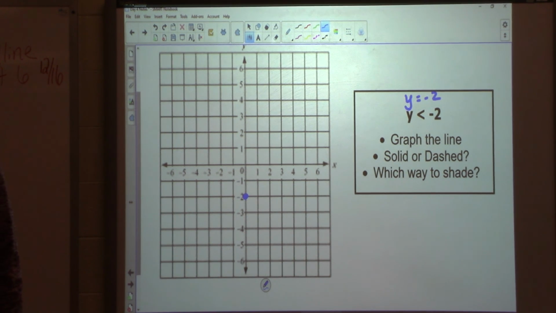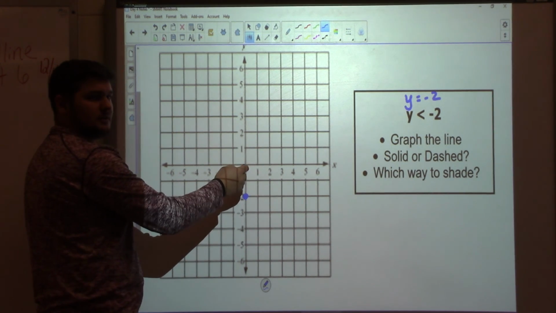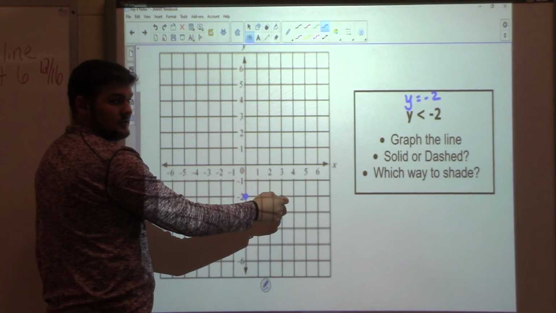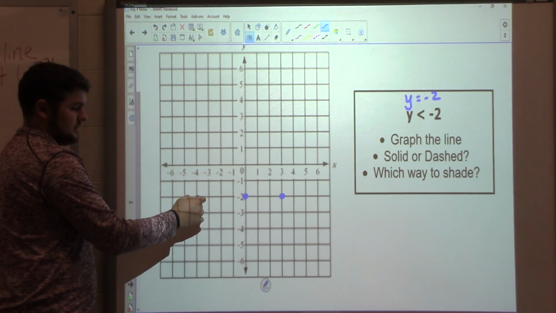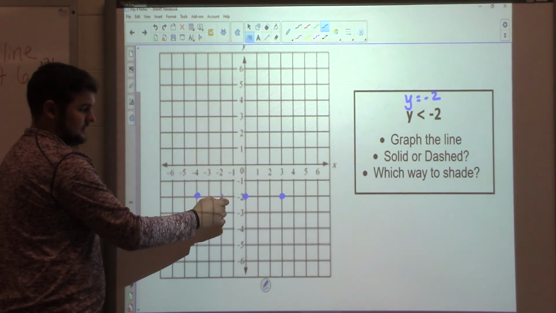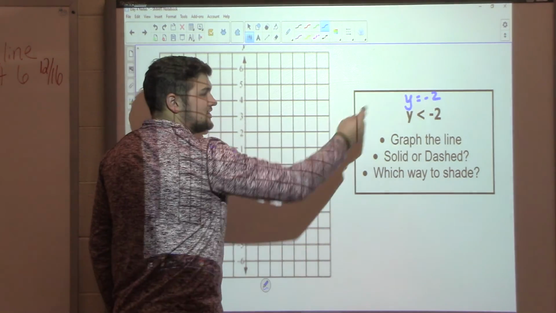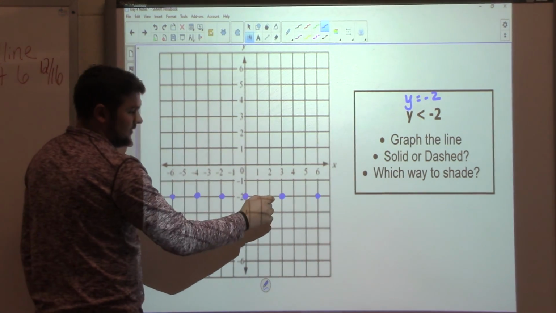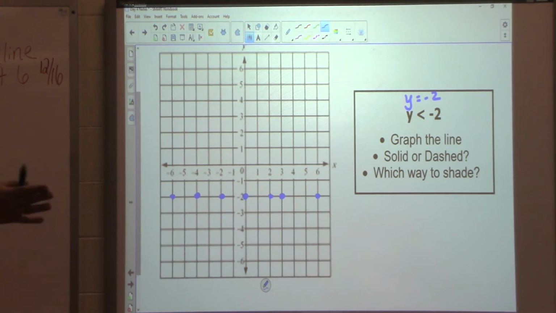Let's think about it. Where else does y equal negative 2? Does y equal negative 2 here? No. Does y equal negative 2 here? No. Yeah. What about over here? Yeah. Is it just a horizontal line? Yeah, it's a horizontal line. When y is equal to just a number, it's going to be a horizontal line because all of these points have a y value that's at negative 2. So I can just draw in a horizontal line.